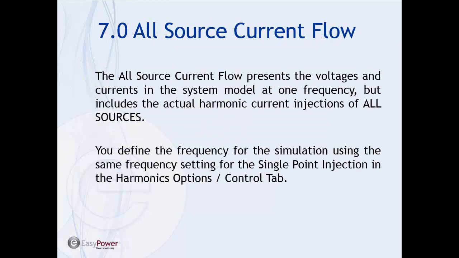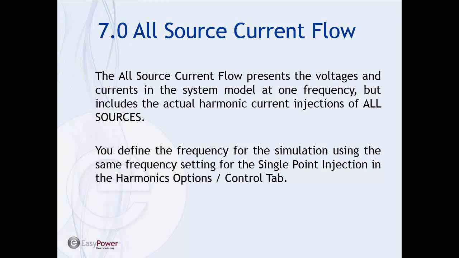All right, the all source current flow presents voltages and currents very similar to the last one, in the system model at one frequency, just like the last method, but it includes the actual harmonic current injections of all of the sources that you've defined. So for instance, if you wanted to see all of the harmonic current flowing at the 5th harmonic from every source in your system, that's how you would do it. You would just go up to the all source and click it, and it would perform it.